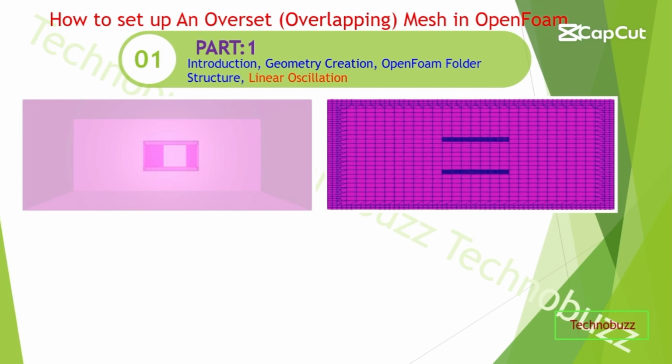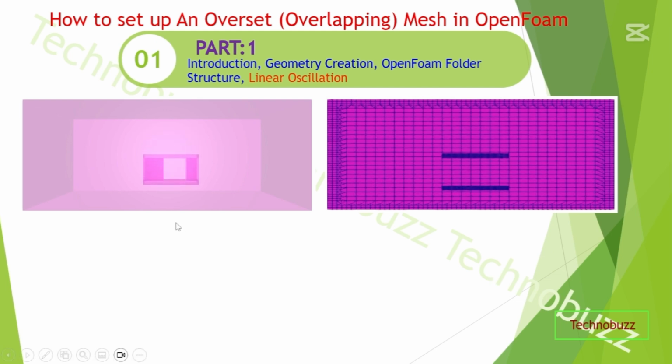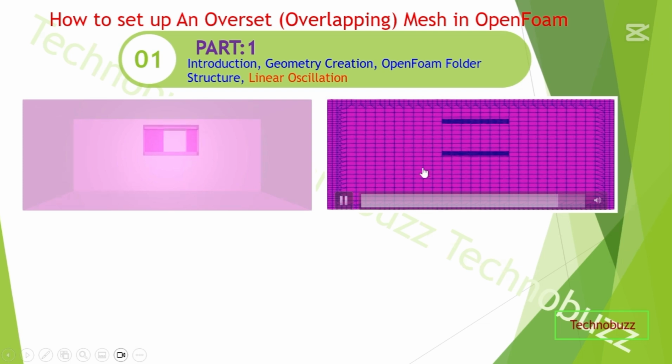Simulation completed in 4 hours. Results are loaded in ParaView and the following animations are created. The linear oscillation of the object is animated and presented here. Here this is the cross-sectional view and this is the complete domain.